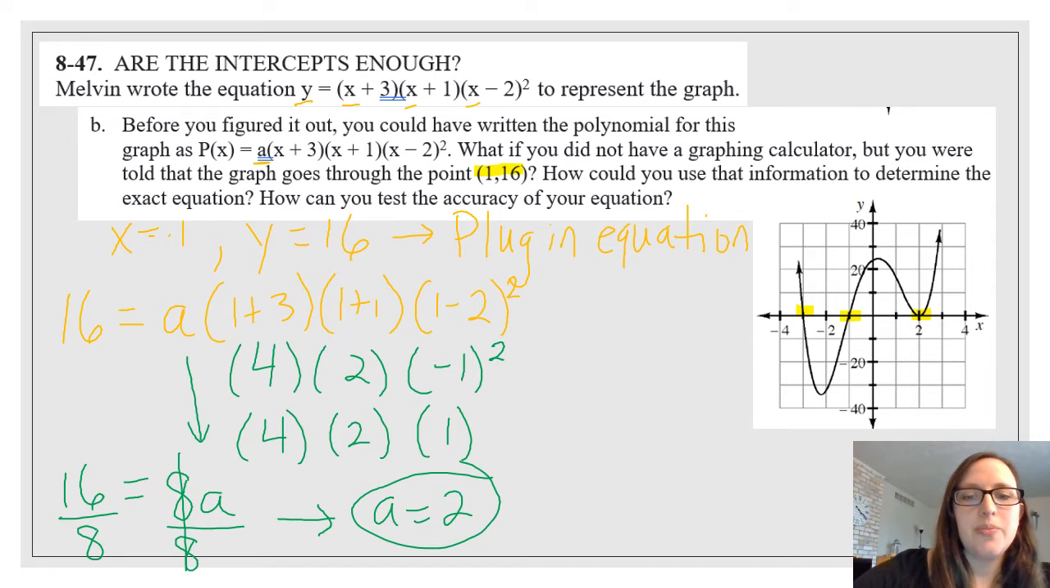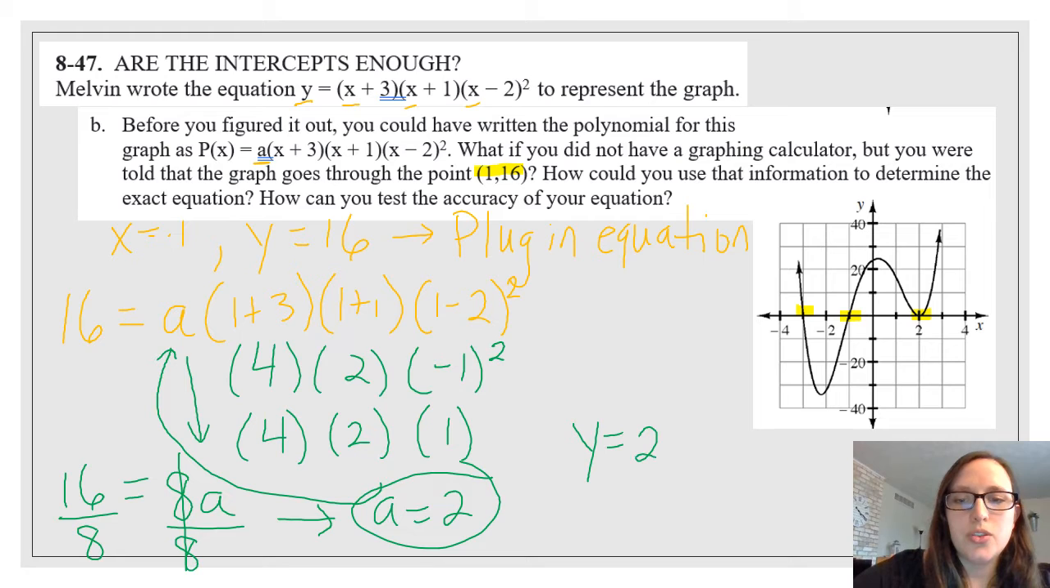So all we want to do is plug that back into our equation for a. All right, so our equation is y equals 2 times x plus 3 times x plus 1 times x minus 2 squared.